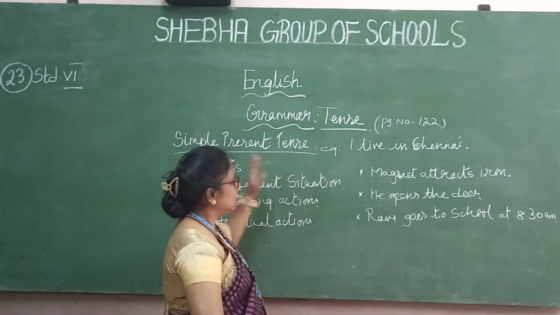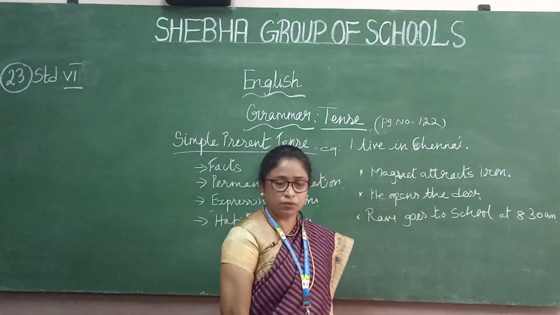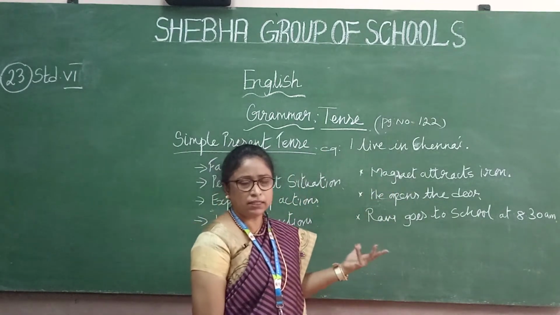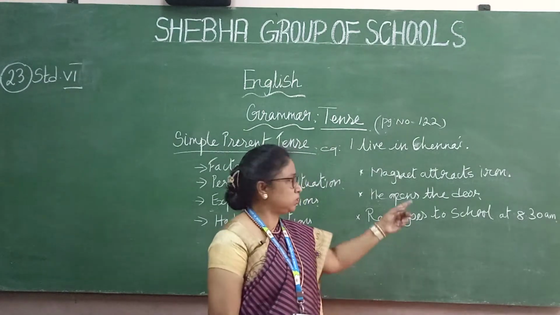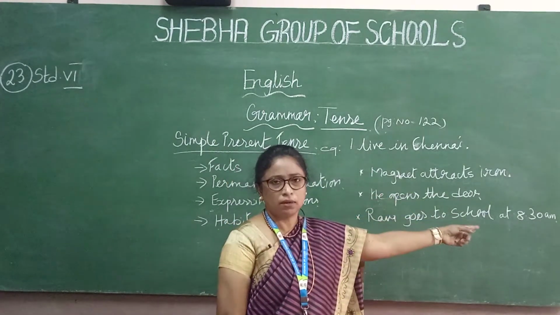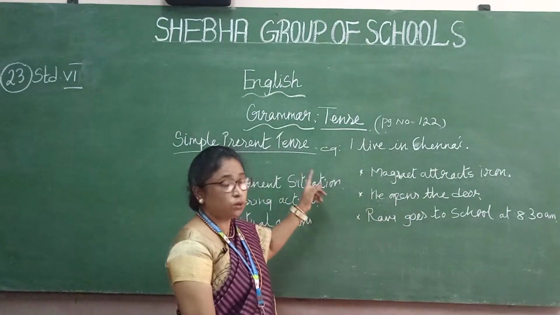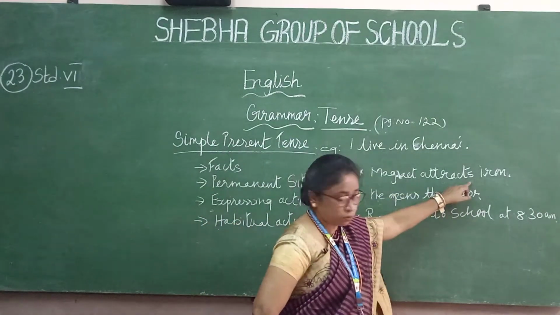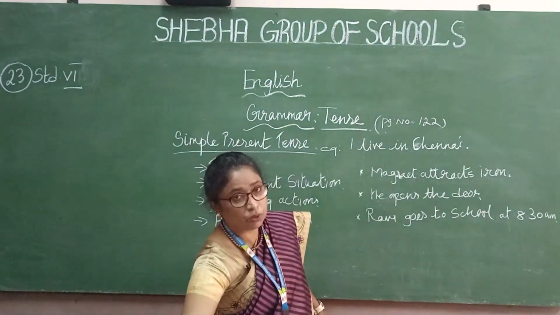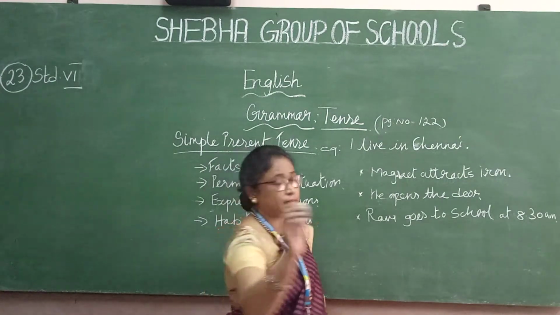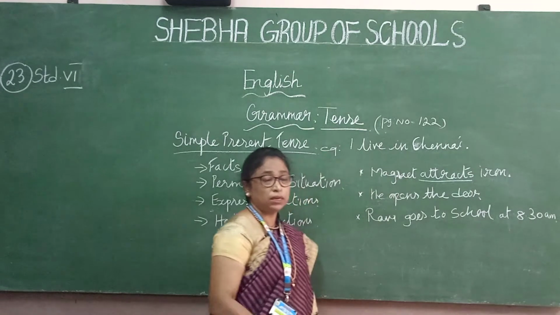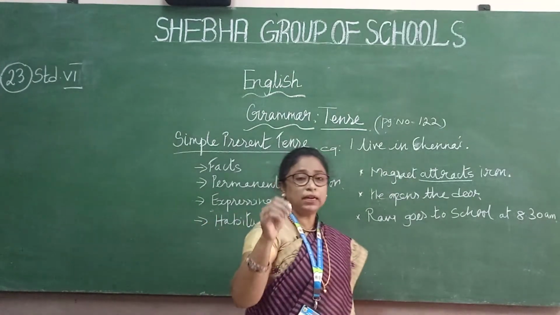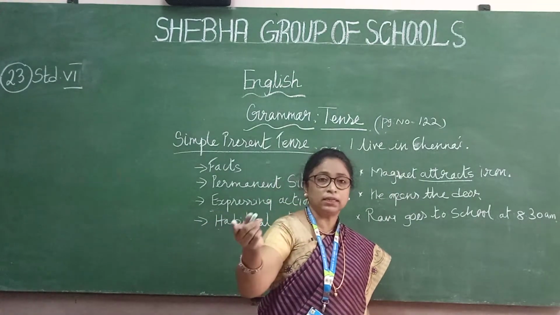Facts: a magnet attracts iron, isn't it? It's a fact. The sun rises in the east. That's a fact. You cannot change that. So see, attracts is the verb. For tenses, we have to look at the verb. The verb is the important thing in the tense. The verb has to change only according to the sentence.